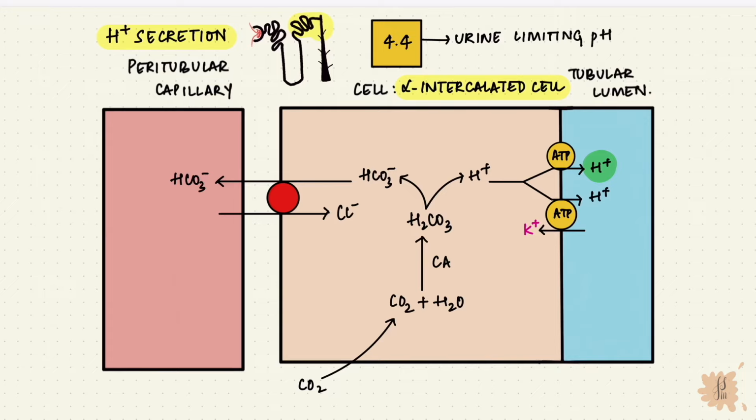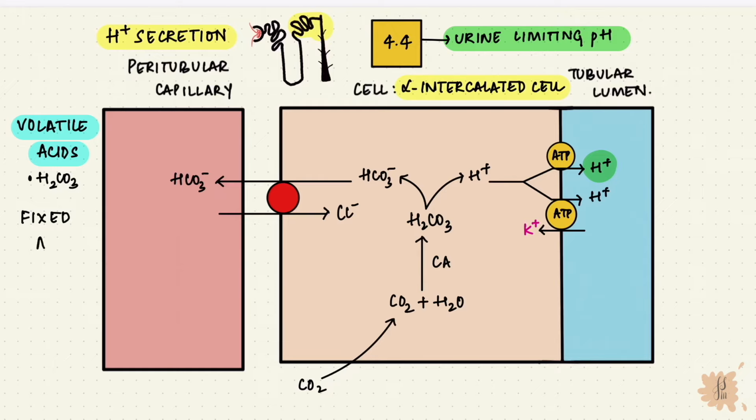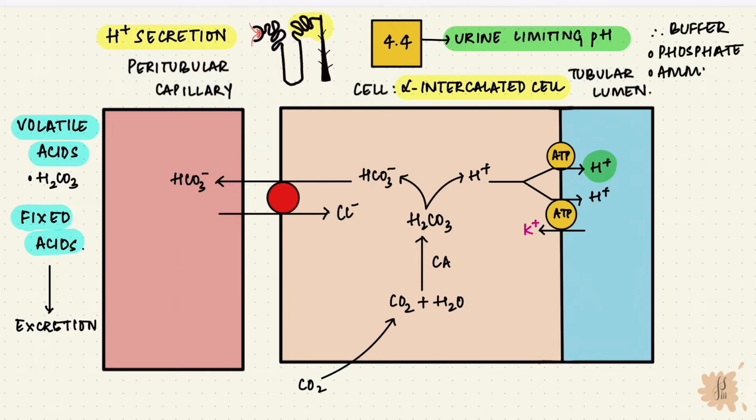The body produces volatile acids like carbonic acid and carbon dioxide, but also catabolism of proteins and phospholipids produces fixed acids, which cannot dissociate, but these have to get excreted as well. But the hydrogen also needs to get out. So how? It gets buffered by two urinary buffers, the phosphate buffers and the ammonia buffers. The secretion of a hydrogen ion with the urinary buffer is called a titratable acid.